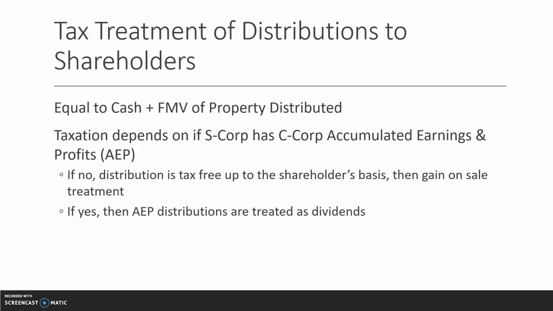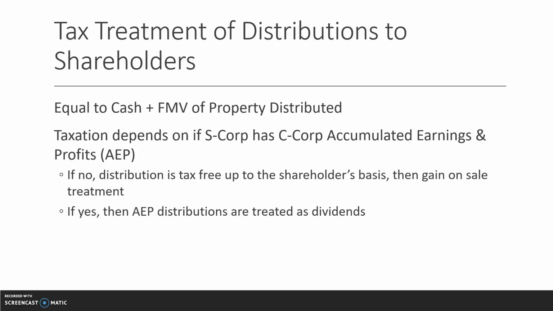All right, so the tax treatment of distributions to shareholders. It's going to be equal to the cash and the fair market value of the property distributed. So that's going to be your taxable income there. It's going to depend a bit on whether or not the S Corp used to be a C Corp or not. So if there was that accumulated E&P, as we were used to with the C Corps, or not, is going to dictate exactly how the distribution is handled.